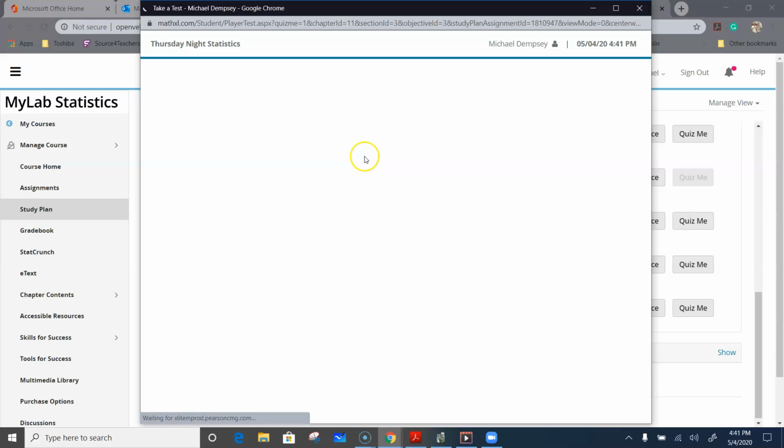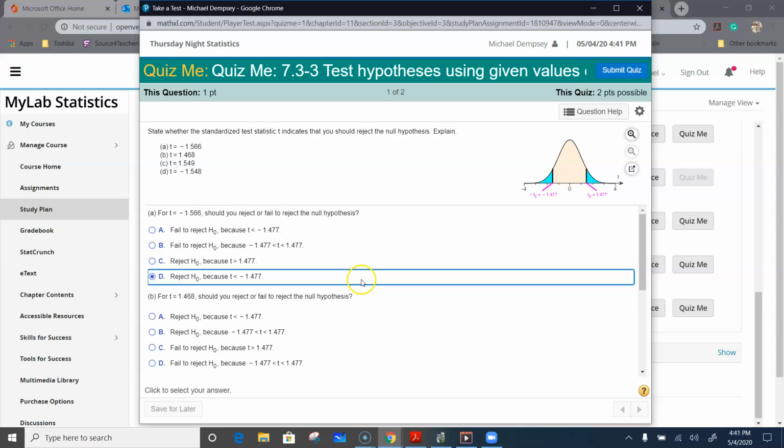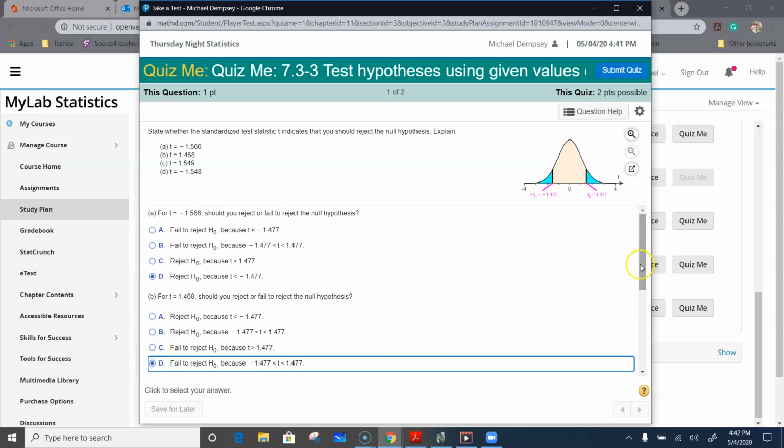Okay, 2 questions. T-test, right? State whether the standardized test statistic t indicates that you should reject the null hypothesis. So we can see our critical values are 1.477 and negative 1.477. Anything in those blue areas will cause us to reject the null. So for letter A, negative 1.566 is in that blue region. It's less than that critical value, so we would reject. For the next one, 1.468 lives here in this tan region. It's not going to be bigger than 1.477, so we would fail to reject because it is in that beige region.